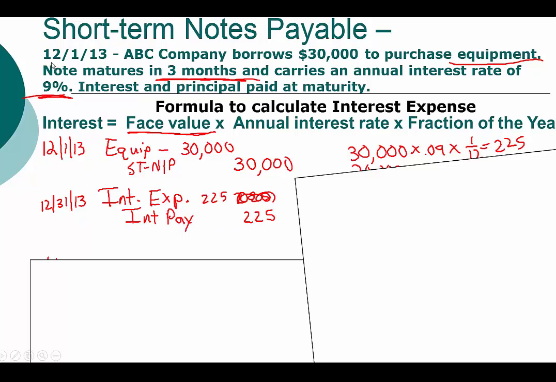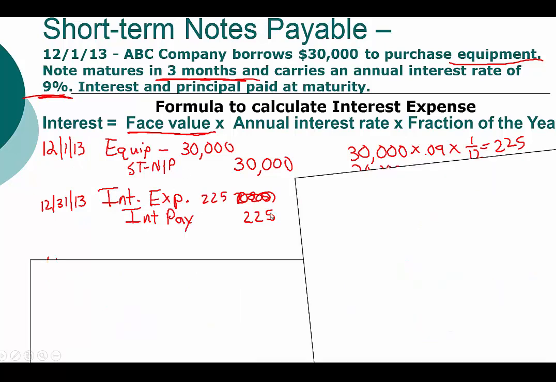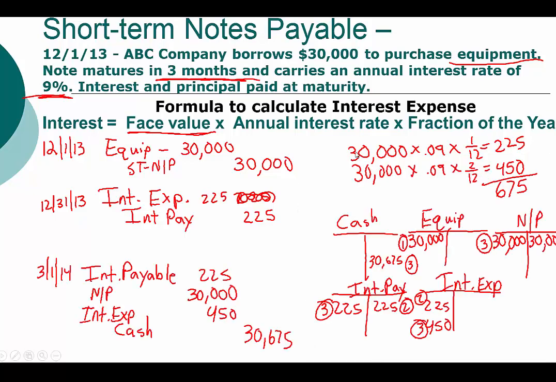Then we have one more entry to take a look at. When the note actually matures, we will pay both the interest and principal at maturity. So we'll have to clear out this interest payable because we did not pay it at year end. As of 3/1, when we do the final calculations, we'll have to pay off this amount that we accrued and any additional interest for the next 2 months, because we only picked up 1 month's worth of interest. So let's look at the calculation first.